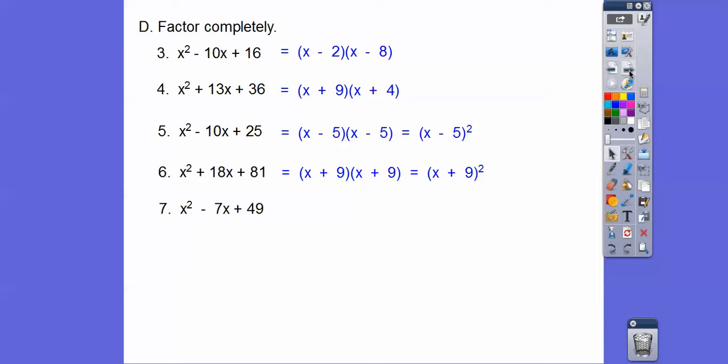How about this one here? X squared minus 7x plus 49. Well, some students think it's going to be x minus 7, x minus 7, but if I FOILed this out, we'd get a negative 7x. Here we'd get another negative 7x to be a negative 14x. So that's not correct right there. So I'm going to say it's not equal to that. In fact, this one is a prime polynomial. It does not factor. Okay, so when they don't factor, I don't know if you have any of those on your handout today, but if they don't factor, then it is prime, okay?